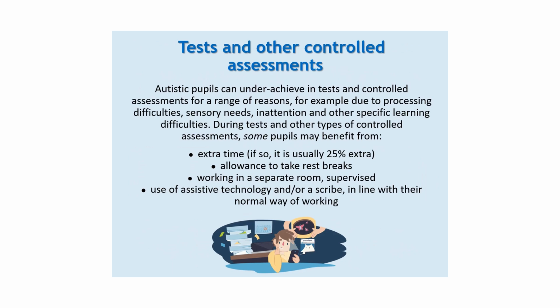Tests and other controlled assessments. Autistic pupils can underachieve in tests and controlled assessments for a range of reasons, for example, due to processing difficulties, sensory needs, inattention, and other specific learning difficulties. During tests and other types of controlled assessments, some pupils may benefit from extra time. If so, it is usually 25% extra.